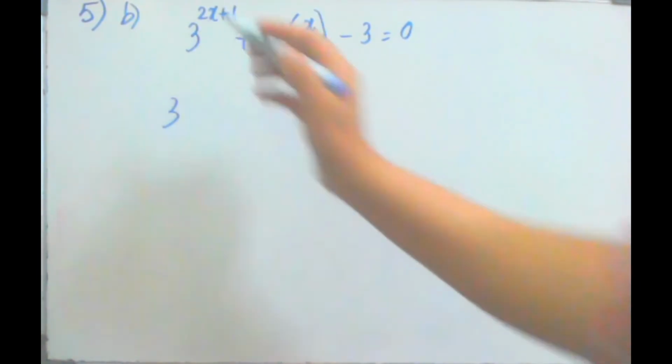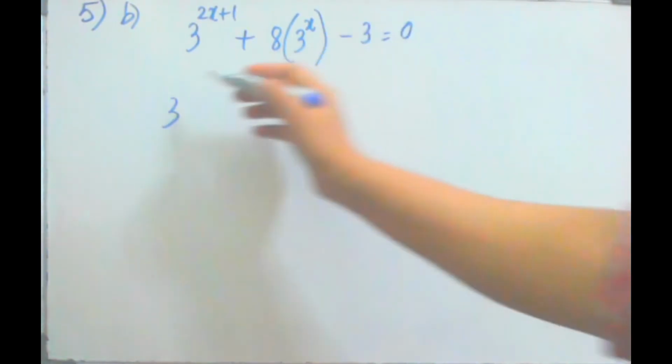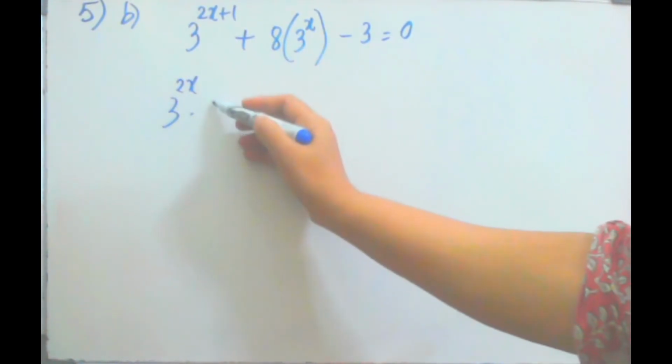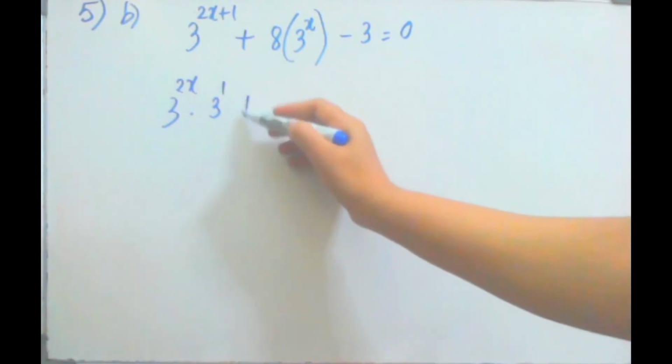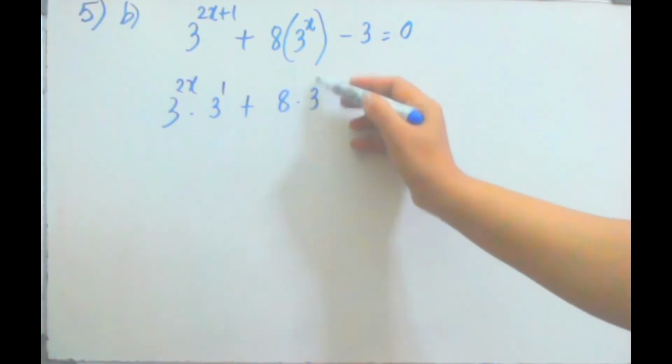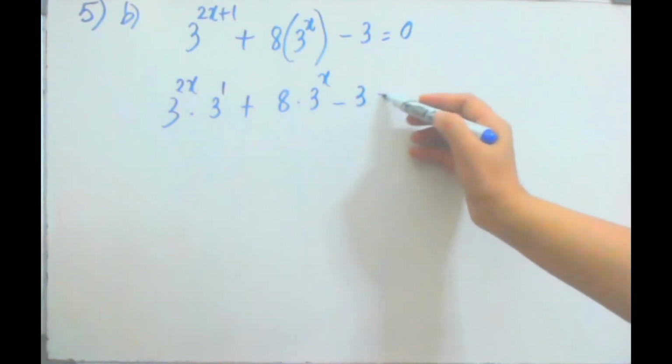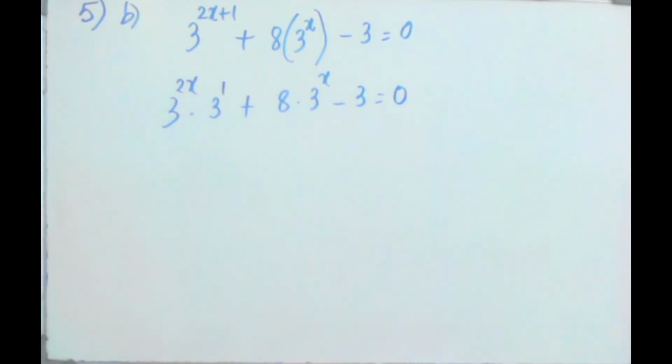So 3 power 2x plus 1, we can write as 3 power 2x into 3 power 1, plus 8 into 3 power x minus 3 equal to 0.